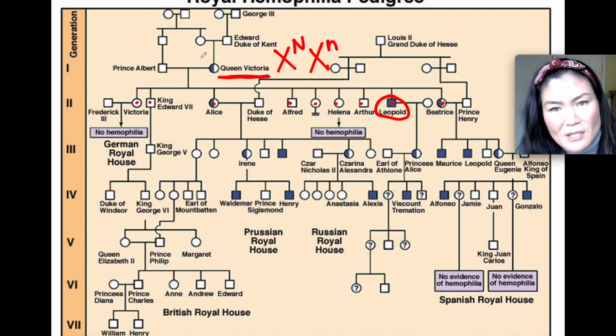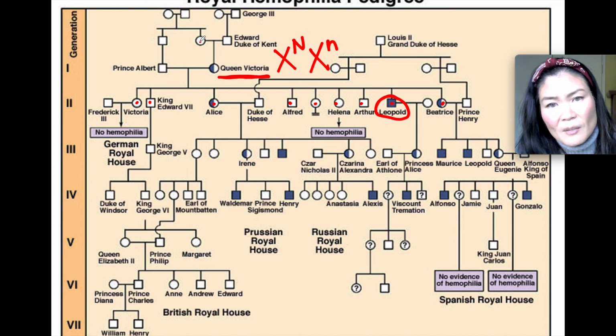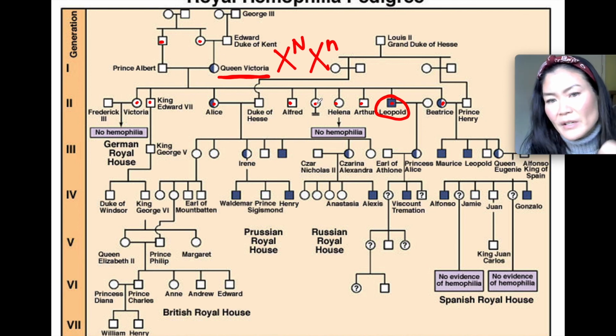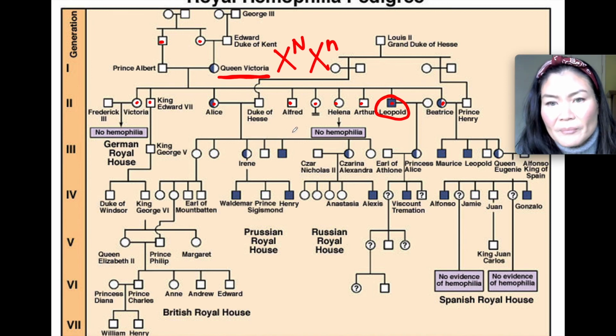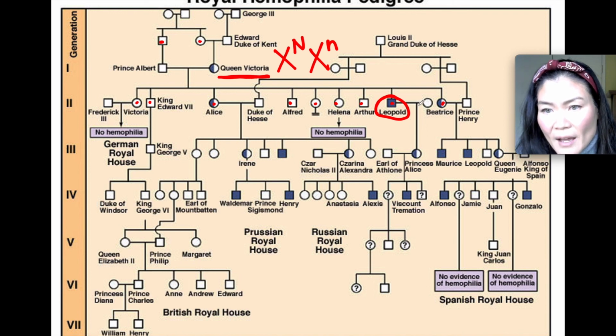I just remember that Queen Victoria actually married her cousin, right? Because her mother is the sister of her uncle, so they're related. Queen Victoria married her cousin, Prince Albert. With royal families, there's a lot of marrying in the family. That was a very common thing. And then Leopold had a daughter, Princess Alice, that was also a carrier. And then she had a son with hemophilia.